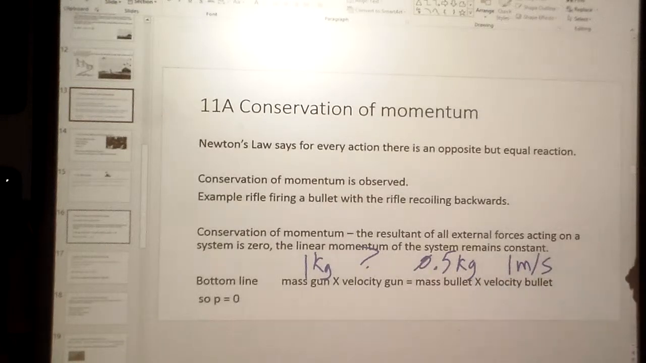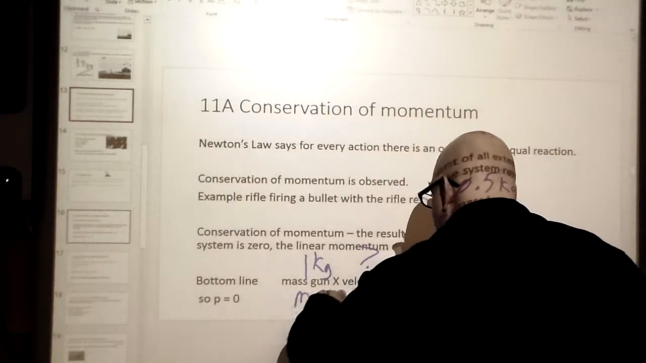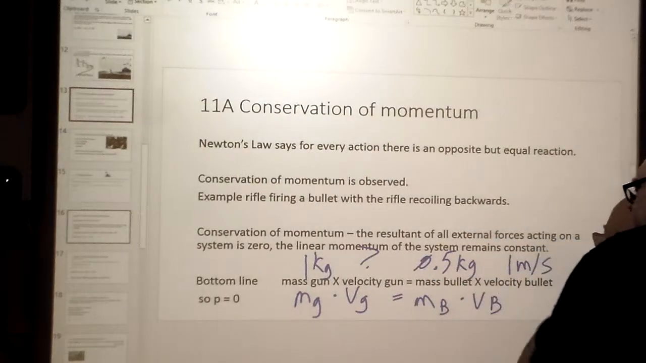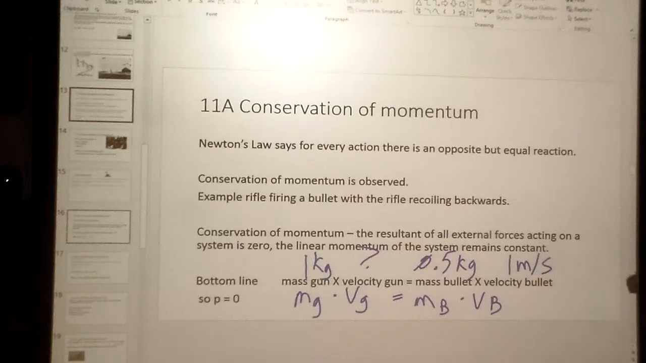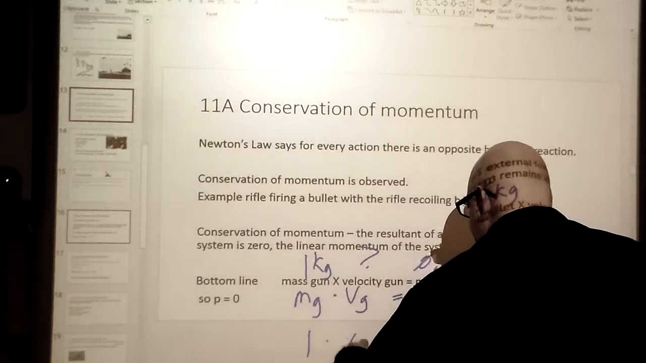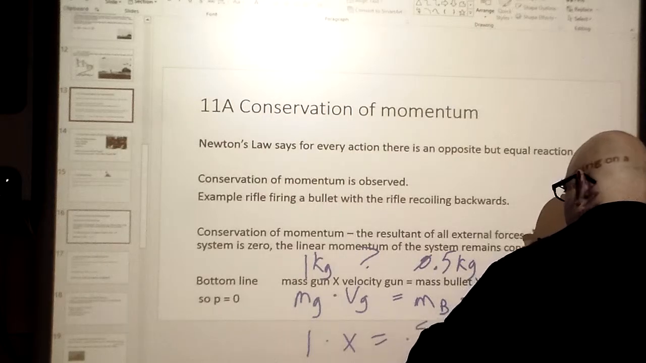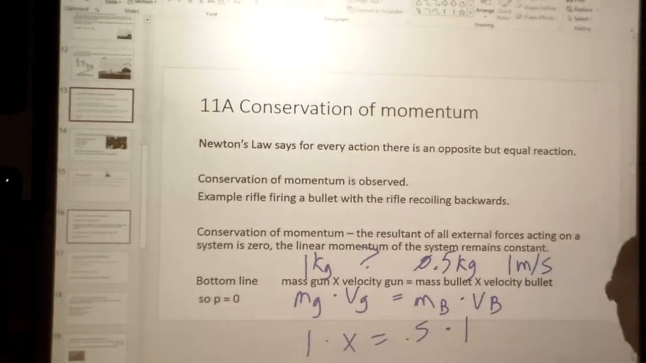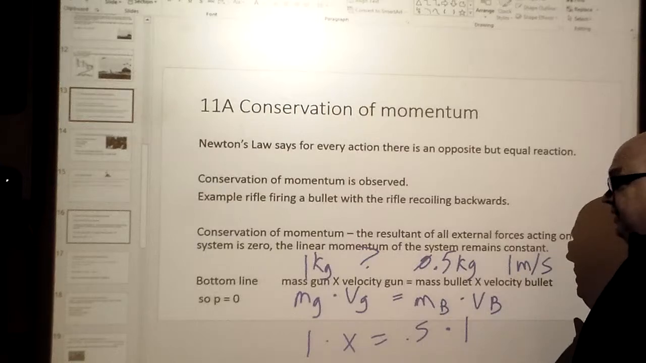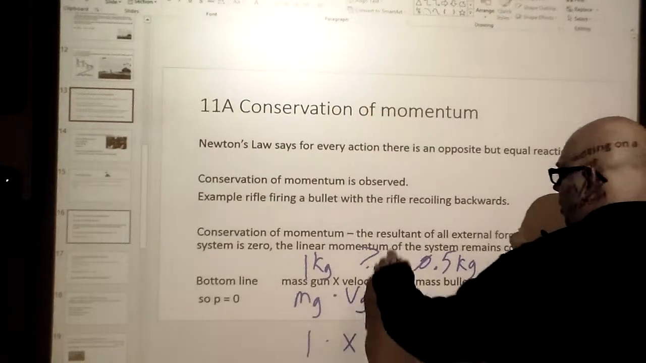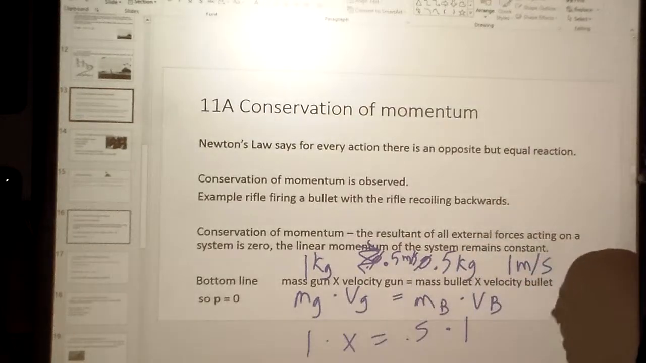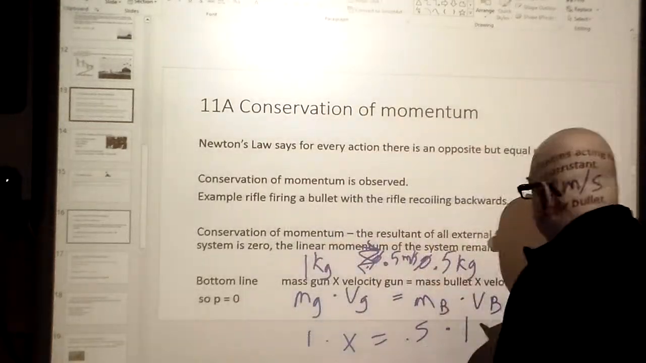So when we look at that, we'll have mass of gun times velocity of the gun is equal to the mass of the bullet times the velocity of the bullet. So this is what we have. Ladies and gentlemen, we notice that we have 1 times x is equal to 0.5 times 1. So 1 times x is equal to 0.5. X is equal to 0.5. So the velocity of our gun is going to be 0.5 meters per second backwards for the gun. That's it. Okay, let's move on.